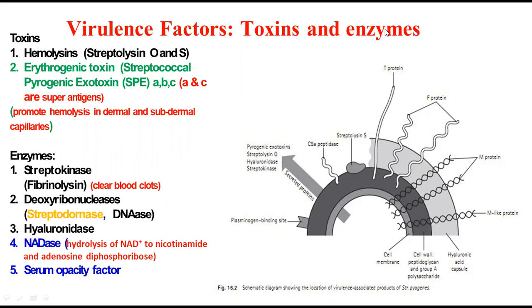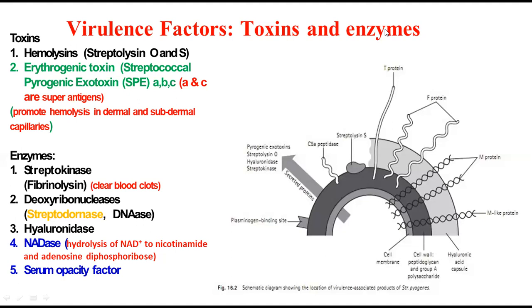The second one is the erythrogenic toxins. I will give details about it later, but first a brief introduction. Erythro means red, so these are toxins that create redness of the body, of the skin. It is also known as streptococcal pyrogenic exotoxins, because it can also cause fever. These toxins can cause fever as well as rashes on the skin.